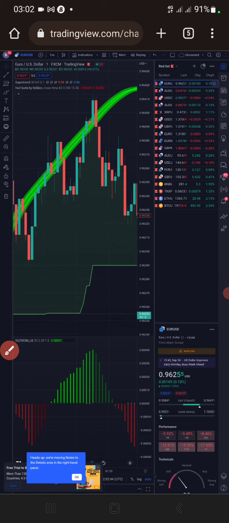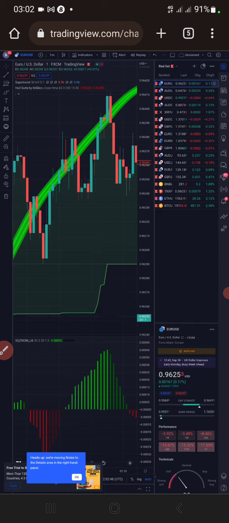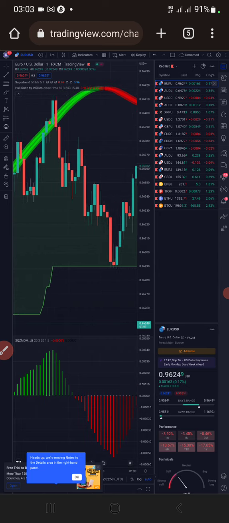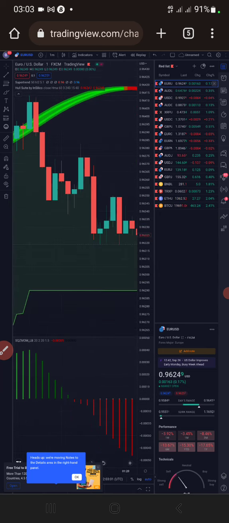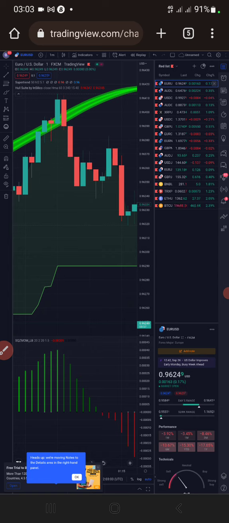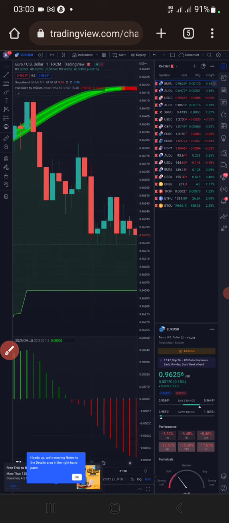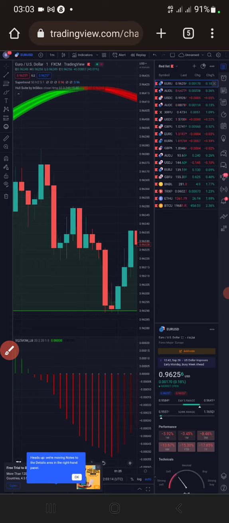But one major rule about this indicator is that it identifies squeeze. That means ranges, when the market is not really in a trend. So it can easily identify squeezes in the market. If you look closer, you can see some dots right here, and you can see some dots right here.